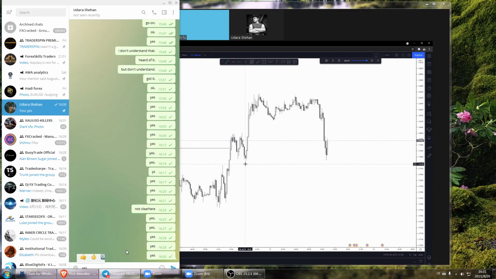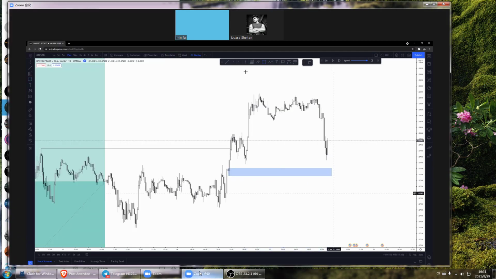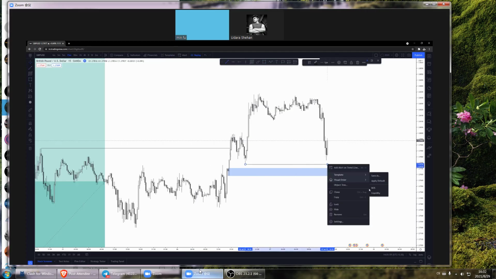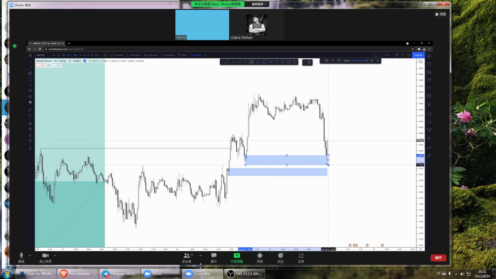So we are not going to look at this. We will look for something below that. See that? We will patiently wait for this to get taken out. And let's mark this too. Now look at this. This order block is where everyone else would enter, but this is where I would enter the market.